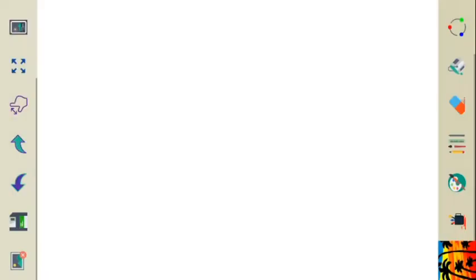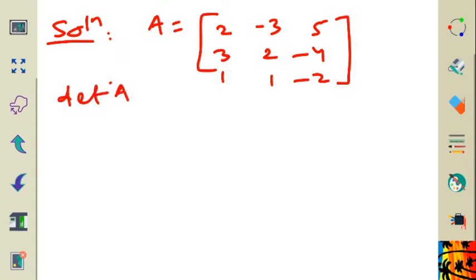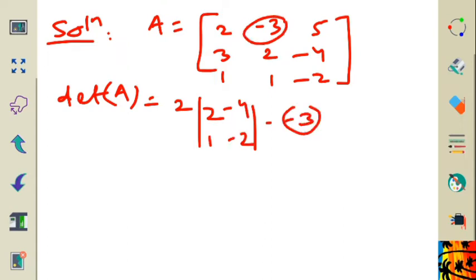So to begin with, let us see. Here our A is given to be a matrix which is 2, minus 3, 5, 3, 2 and minus 4, 1, 1 and minus 2, right? So first my job is to find A inverse. For that I will go for determinant of A, right? Determinant of A is nothing but 2 will be multiplied. You remove this row and this column, then you write the remaining things, right? So what are the remaining things? This is 2, minus 4, 1 and minus 2, then minus of minus 3, because this term will be negative, 1, right? So minus of minus 3 will be written here, right?